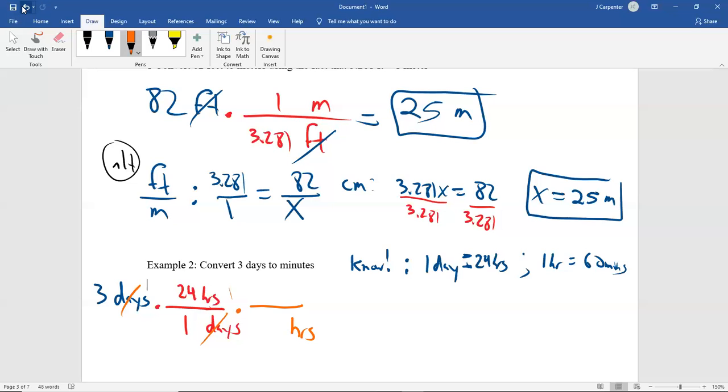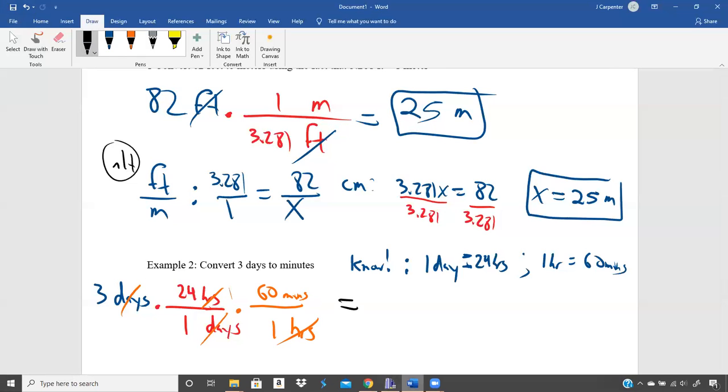All right, so how many hours? 1 hour is how many minutes? 60 minutes. So then the hours cancel. The only units we're left over with are the minutes, which is exactly what we need. So as long as we are careful, everything should be okay. We just got to do 3. The 24 is in the top, so times. The 60 is in the top, so times.